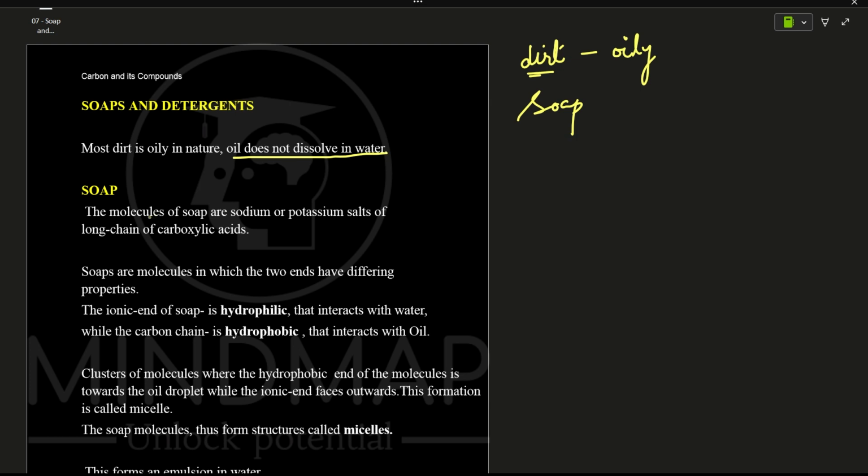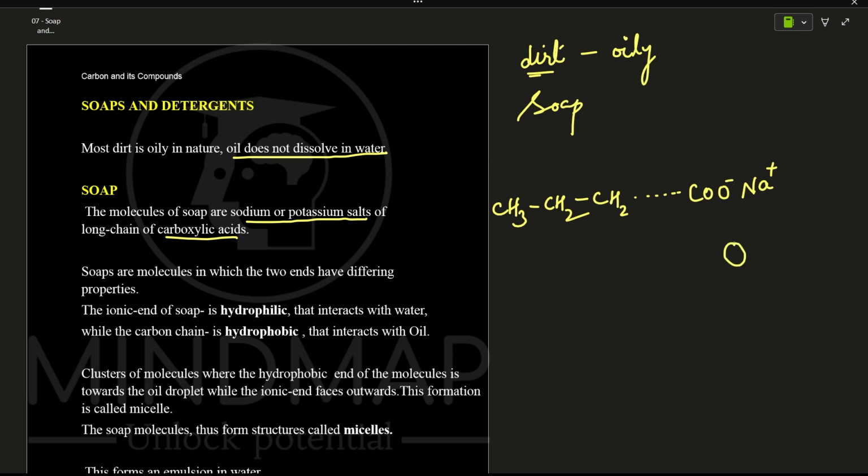So what is a soap? The molecules of soap are sodium or potassium salts of long chains of carboxylic acid. Long chains of carboxylic acid, CH3, CH2, CH2, like that, and the salts of sodium or potassium. So this is how a soap molecule looks. How can we write this soap molecule?